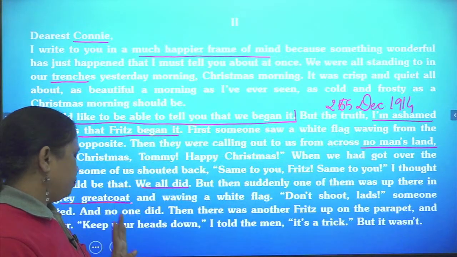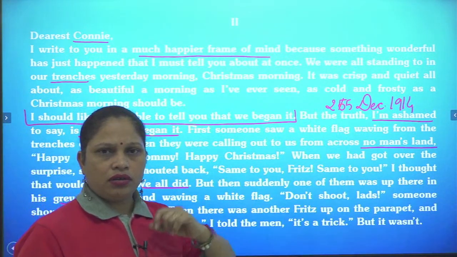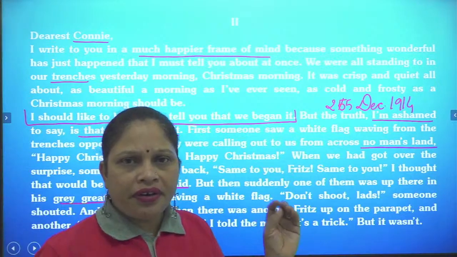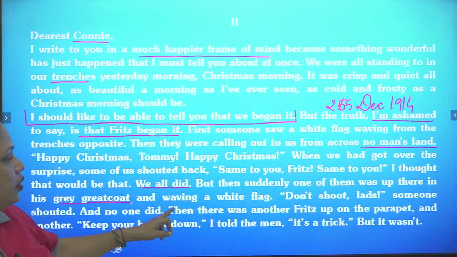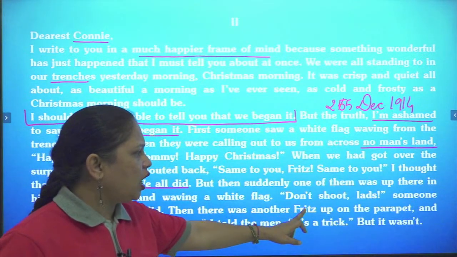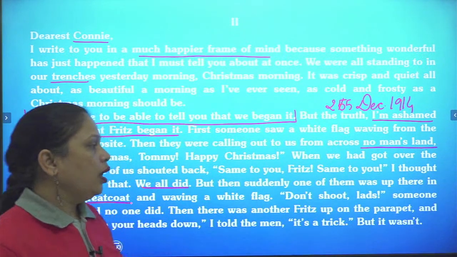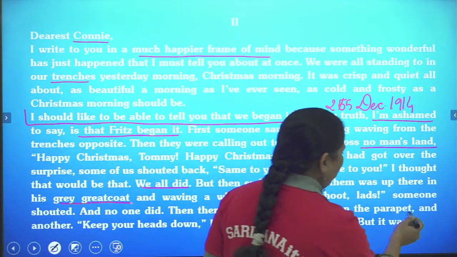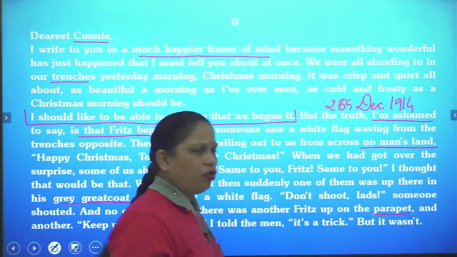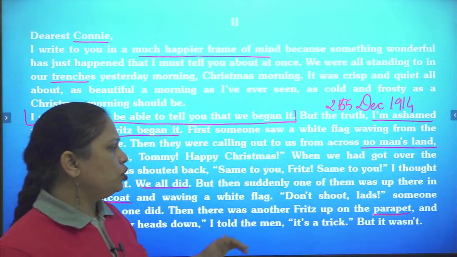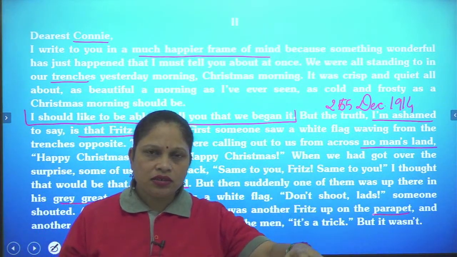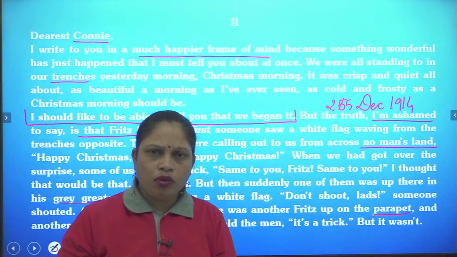And no one did. As soon as the order was given, no one tried to shoot the gun. Then there was another freeze on the parapet. Parapet, it's a low boundary wall, we can say, along with the tall building. So Fritz came on that boundary wall.